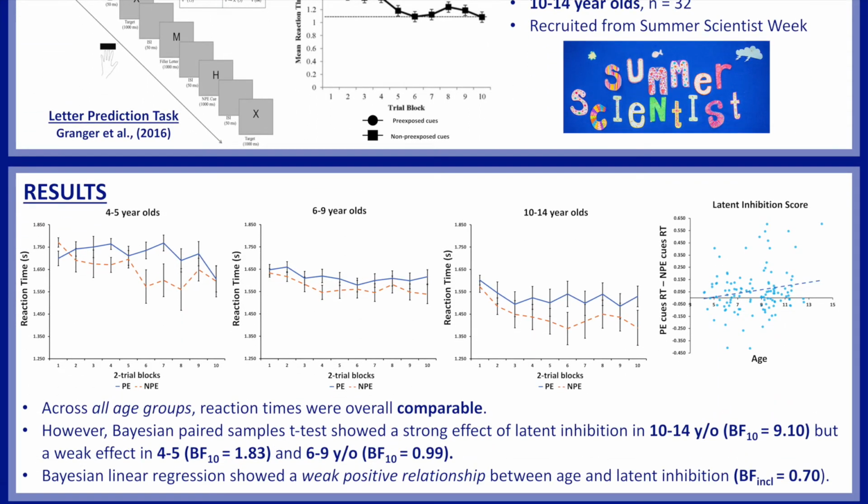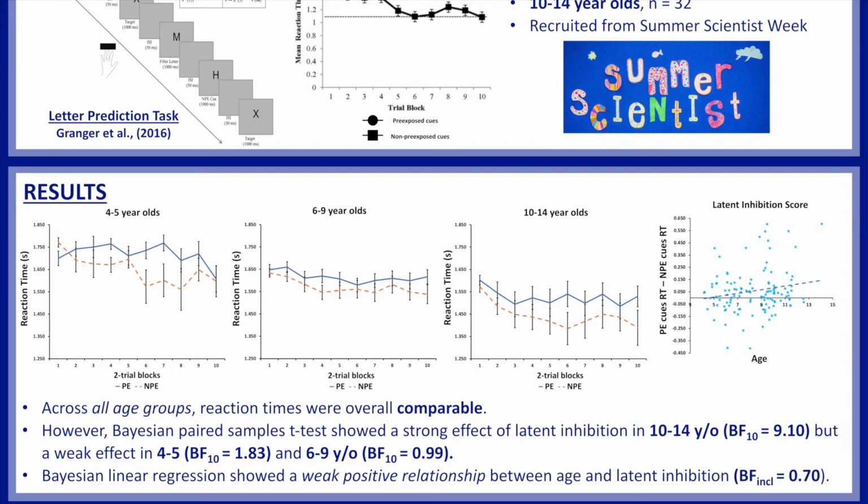For the first three figures from the left, trials presented were the x-axis, and reaction time for both cues was the y-axis, and we can see that across all age groups, the decrease in reaction times were comparable. When a Bayesian paired samples t-test between the pre-exposed and non-pre-exposed reaction time was conducted, the results showed a strong latent inhibition effect in 10 to 14-year-old children and a weak effect in children ages 4 to 5 and 6 to 9.